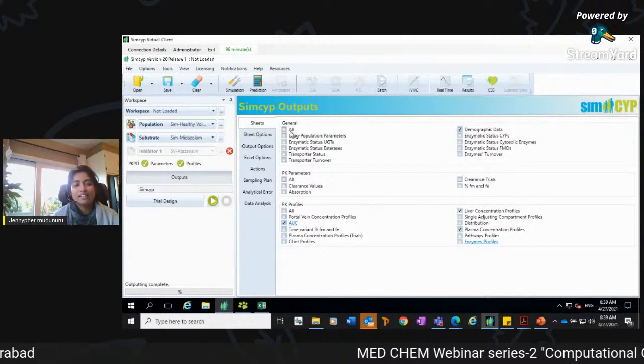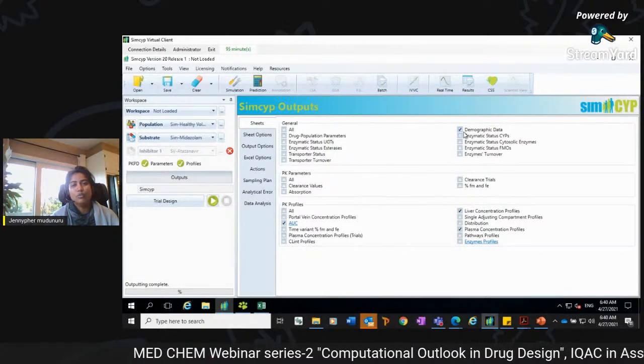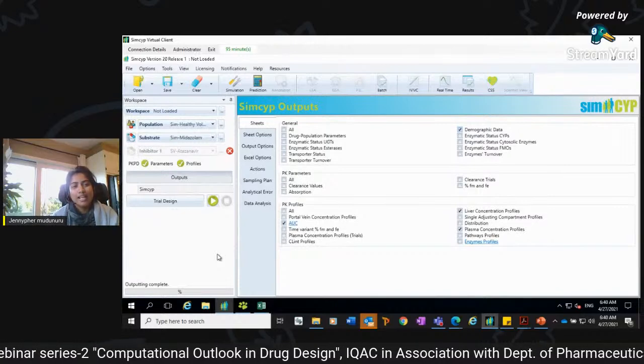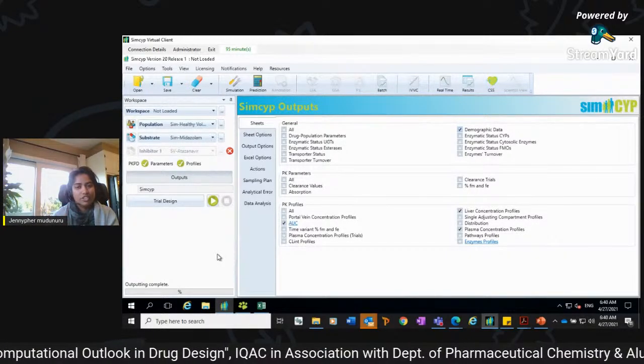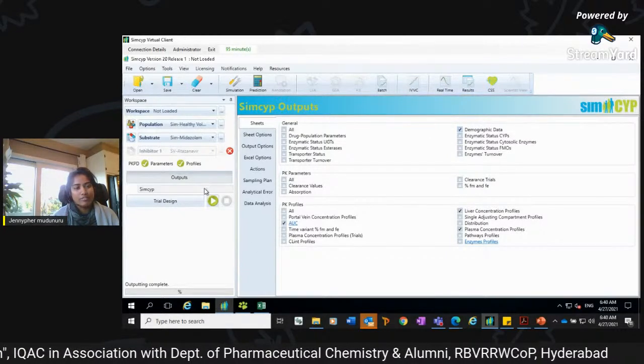So demographic data. So there's general data, which means the patient related data. If you want to know what is the age, what is the size, and what are the characteristics of those 100 individuals that you're creating. That is all usually given in your demographic data.